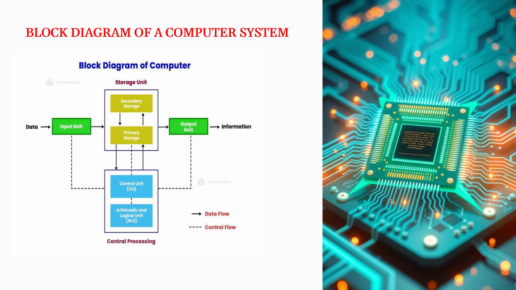The CPU has 2 more components: the CU, that is the control unit, and the ALU, that is the arithmetic and logic unit. The function of the CU is that it manages instruction sequencing, interprets the instructions, and directs the data flow. It controls and coordinates all the activities of the computer system. This is also a function of the control unit.